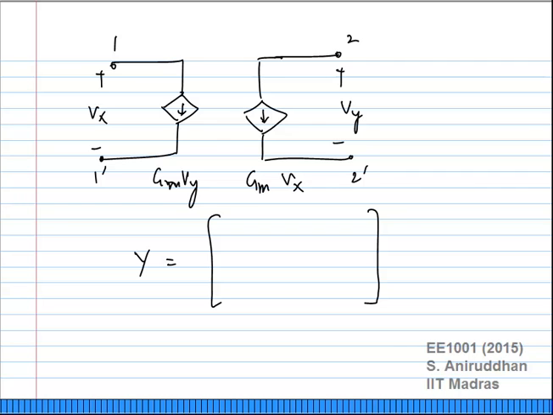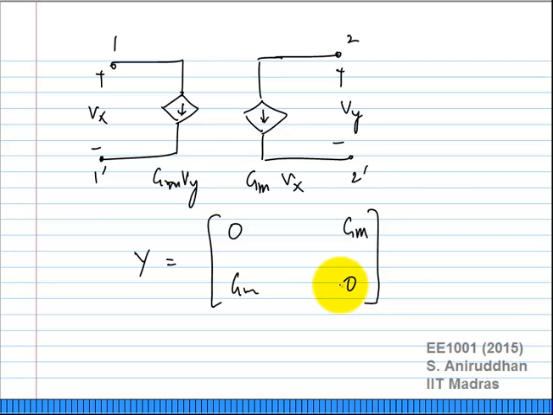What are the Y parameters? What is Y11? Okay, go figure this out for yourself. I'll give you the answer. So you'll get 0, Gm, 0. Okay, these will be the parameters of this particular network.